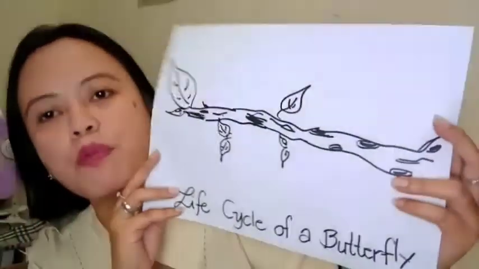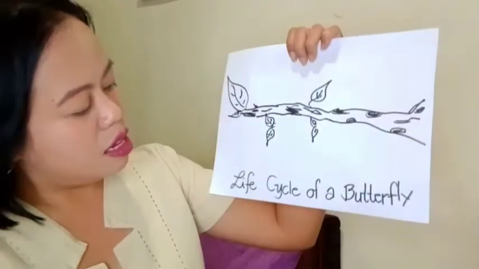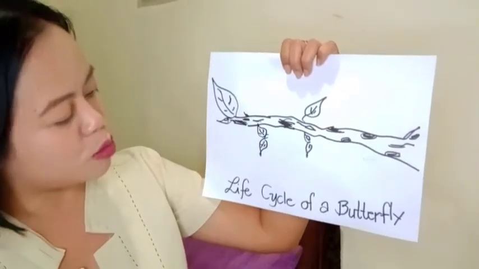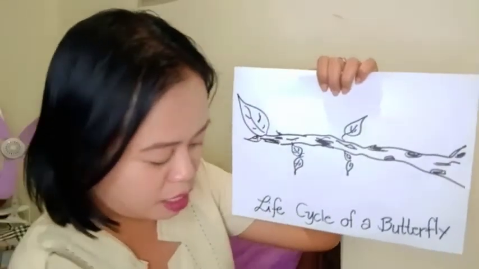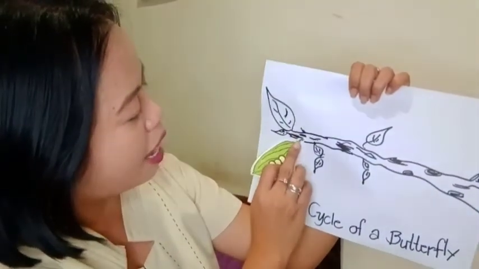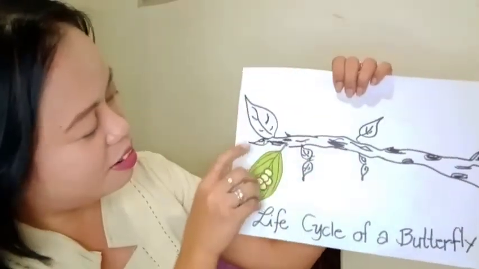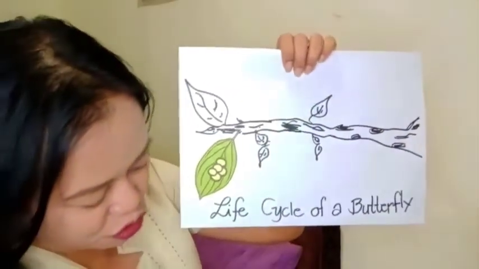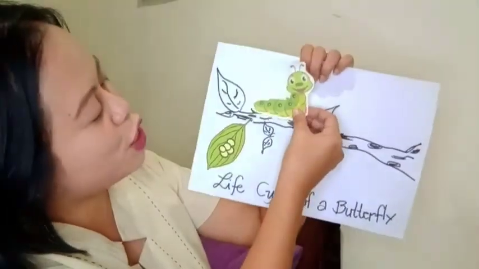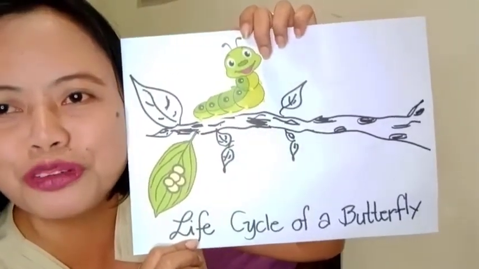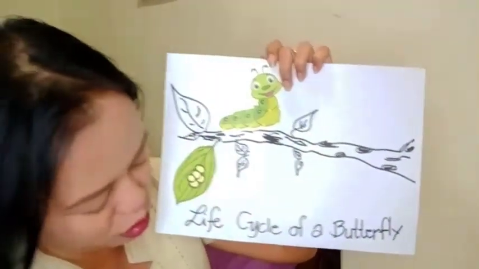Okay, let's find out the cycle of a butterfly. So I have here a picture of a branch of a tree. Then let's all paste the pictures of the life cycle of a butterfly. What comes first before it turns into a beautiful butterfly? First, we have an egg. Okay. We have an egg of a butterfly. Then after, we have a cute caterpillar. Oh, it's so cute. Then the third one, what's the third one, do you think?